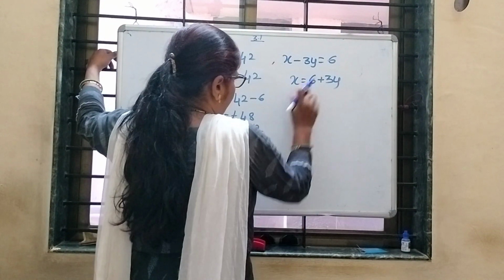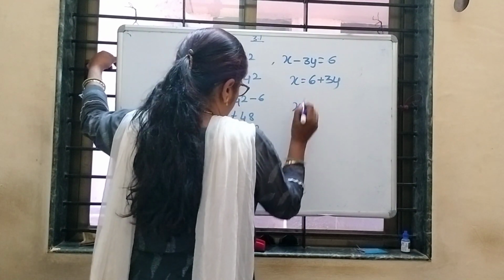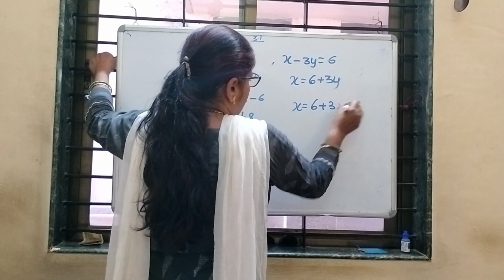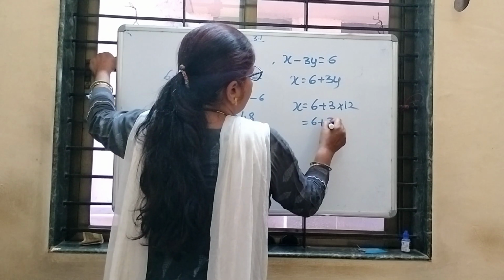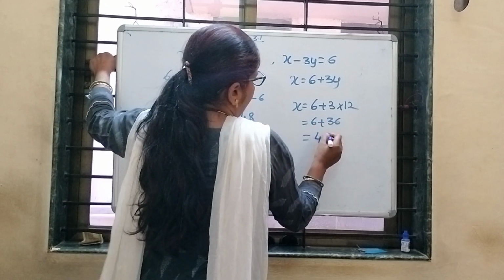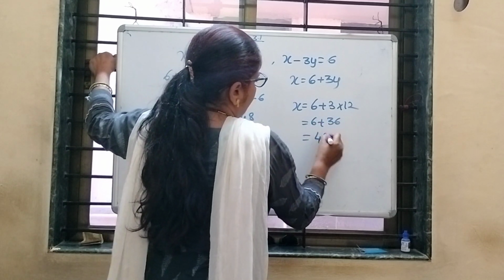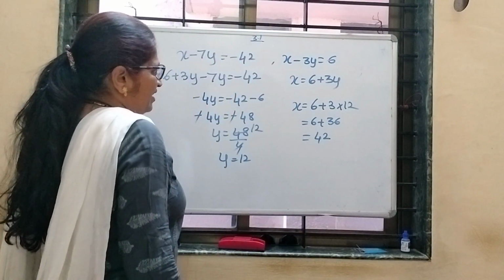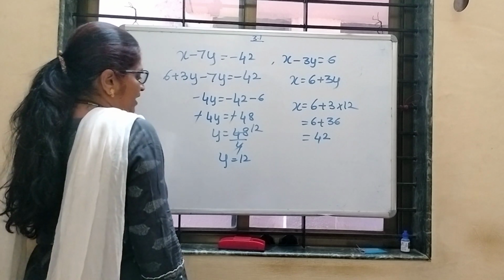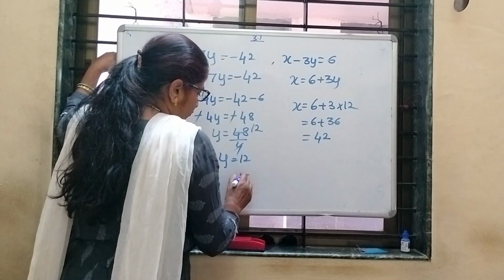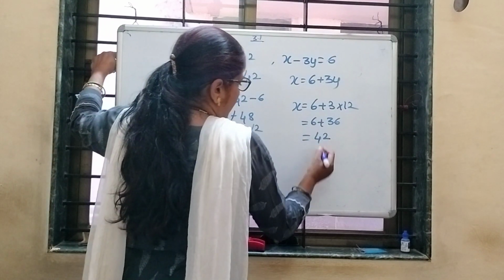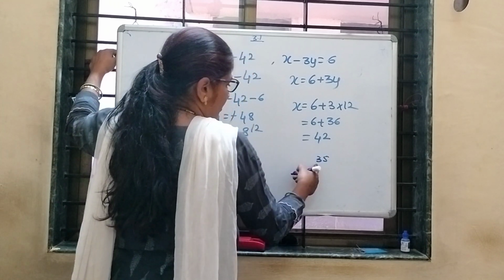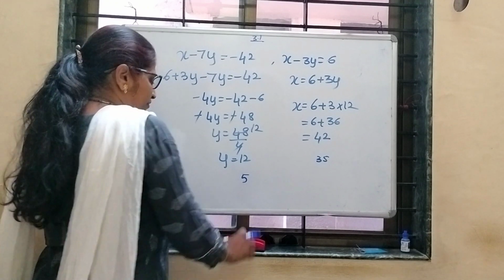Then substitute the y value here. You will get x value 6 plus 3 into 12. So 6 plus 36. 36 plus 6 is 42, children. The present ages are 12 and 42. Just we will verify it. 7 years back the daughter was 5. 7 years back Aftab was 35. 5 sevens are 35. He was 7 times.